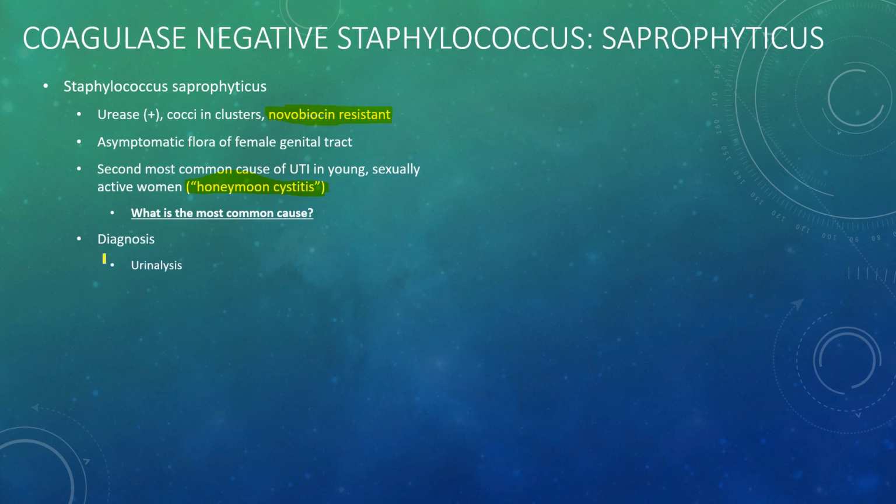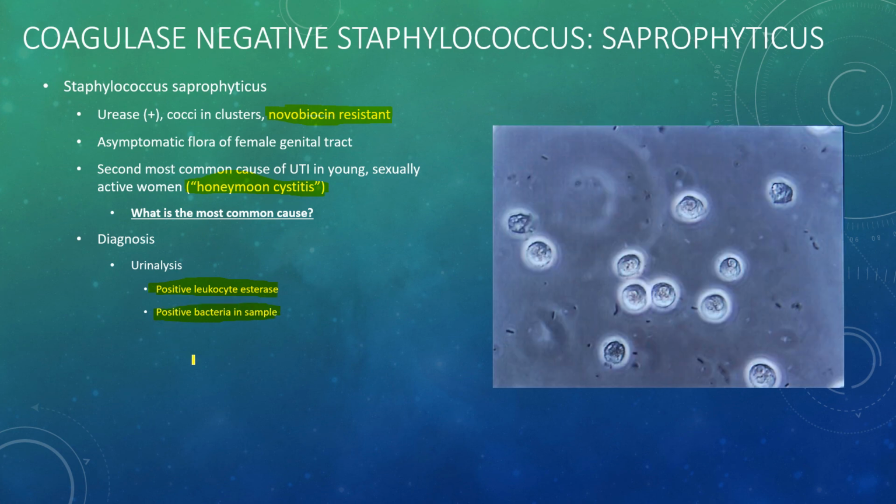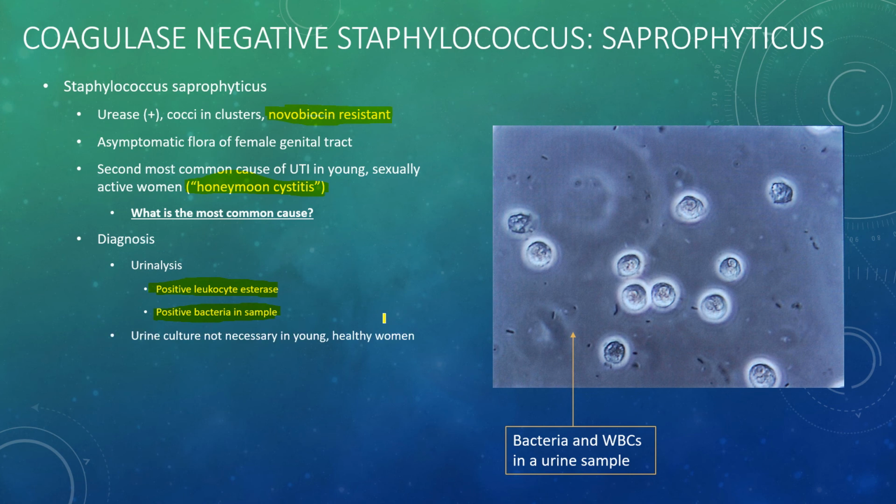Next is diagnosis. We have urinalysis for diagnosis. And what are we looking for? Positive leukocyte esterase. That's a sign of white blood cells in the urinary system where they should not be. Also, if you have bacteria in the sample, that's an abnormality too, and a sign of Staph Saprophyticus being there. So take a look. You see all these white cells here and all this bacteria? These are not supposed to be in the urine, so you can tell that this patient has an infected urinary tract infection.